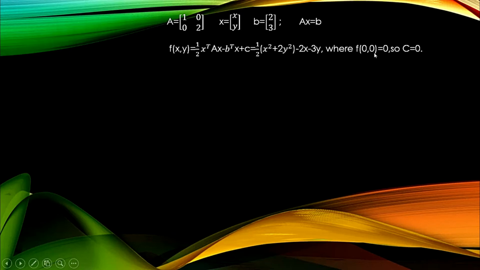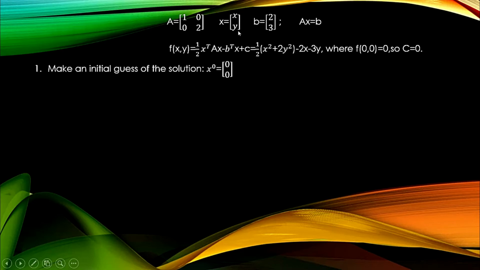You substitute f(0, 0) = 0, so you get c = 0 and so on. And in the previous video you may have seen that by minimizing this f(x, y) you get the exact same equation Ax = b. That is what we are doing here. If you haven't already seen the previous video, I highly recommend you do so.